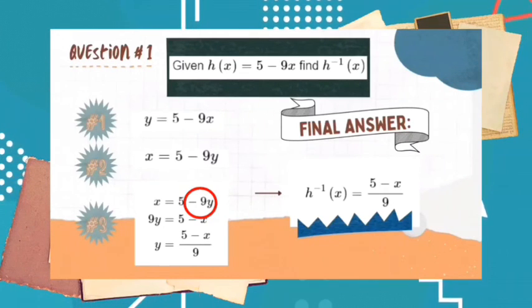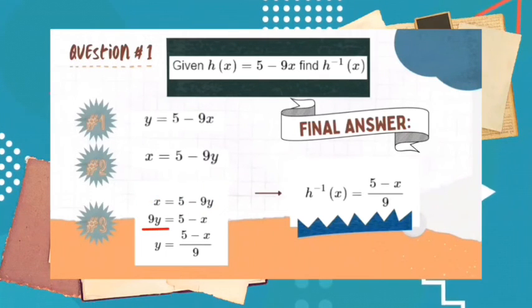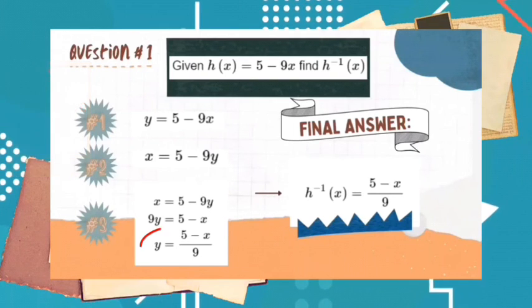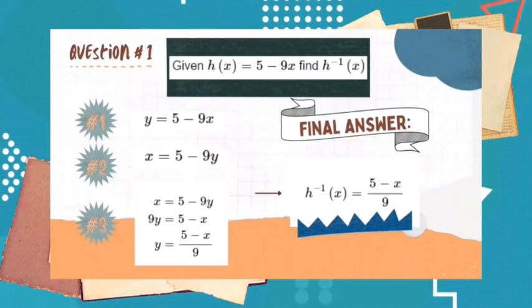Since 9y is negative, we're going to transfer it to the other side in order to make it positive. This then makes the x negative. In order to remove the 9 in y, we will divide the whole equation by 9. This leaves us with y equals 5 minus x all over 9. Lastly, denote the inverse as g of x, or in this case, h inverse.